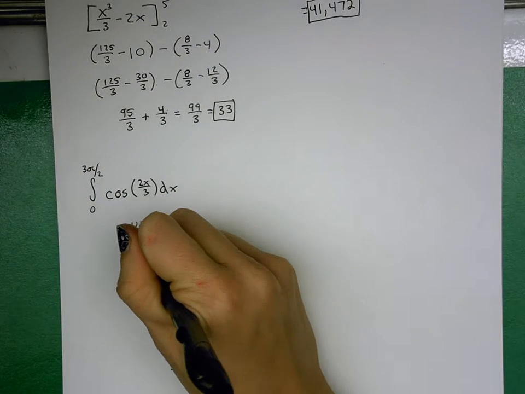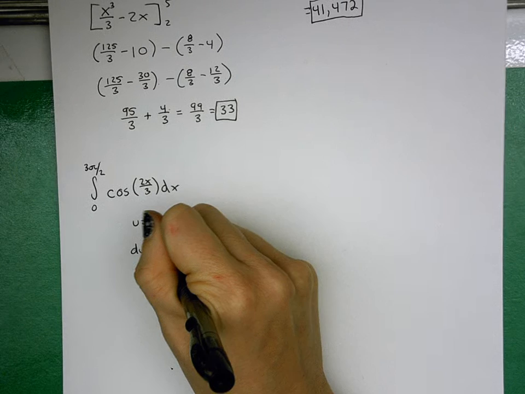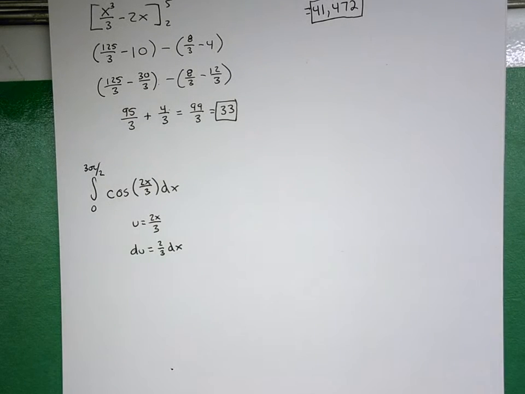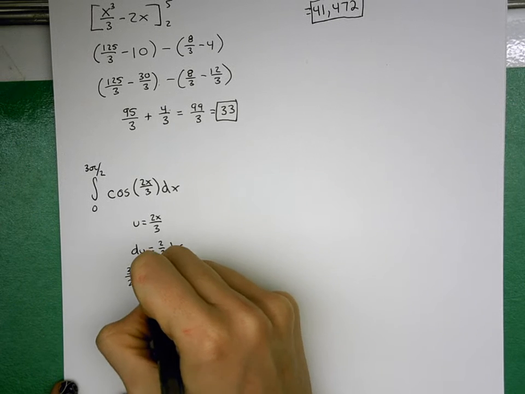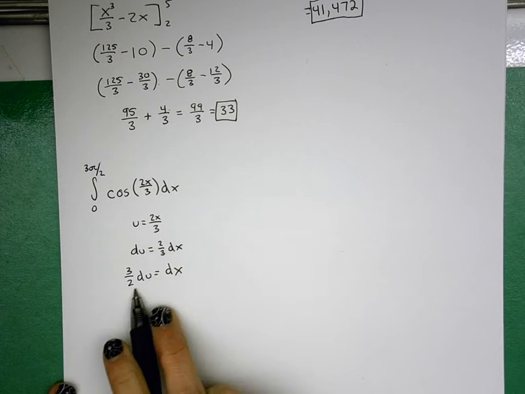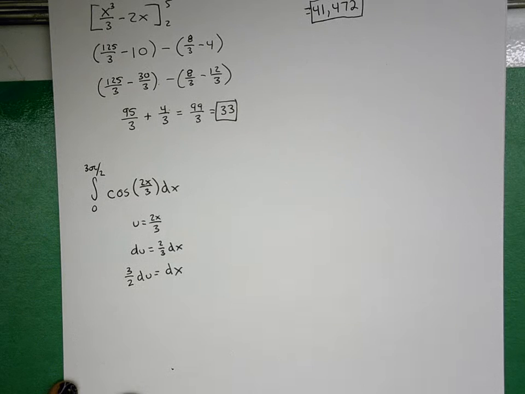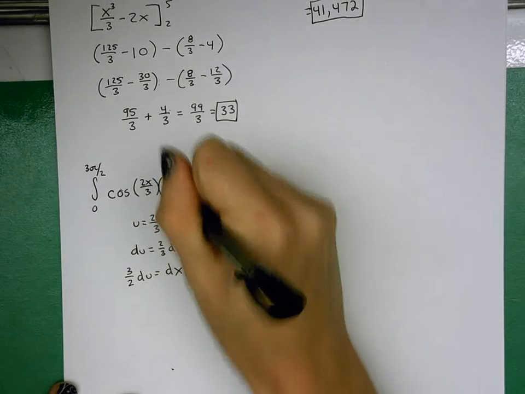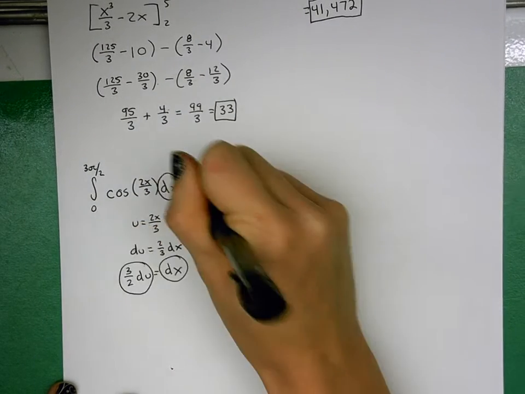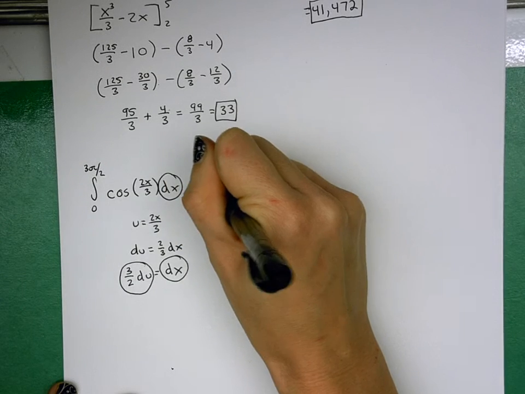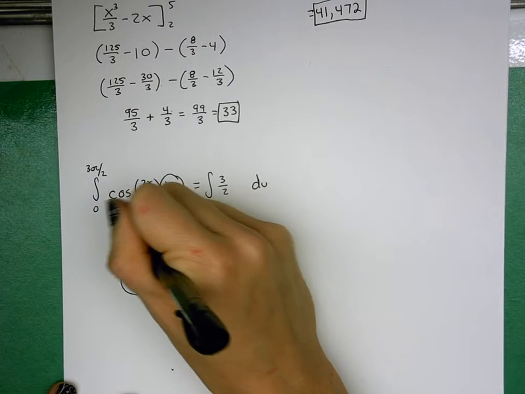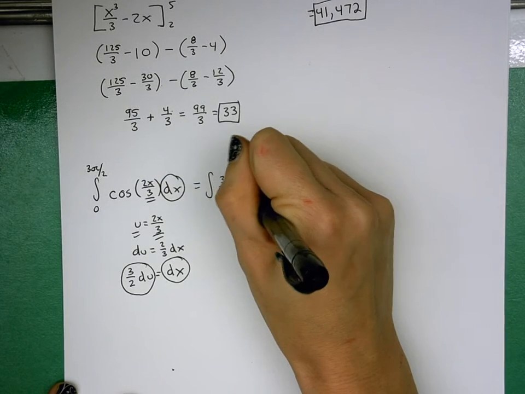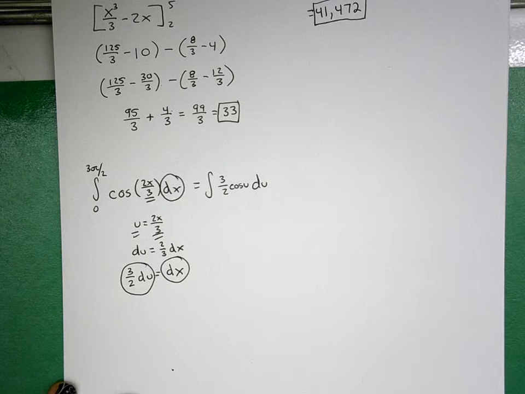Okay, my derivative then would be 2/3. And I don't have a 2/3 in the equation, but that's okay because I can divide that 2/3 over to the other side. And remember, dividing by a fraction is the same thing as multiplying by its reciprocal. Okay, so now we have dx is going to be called 3/2 du. My 2/3 x is going to be called u. And now I have cosine of a single variable, so I'll be able to take the antiderivative.